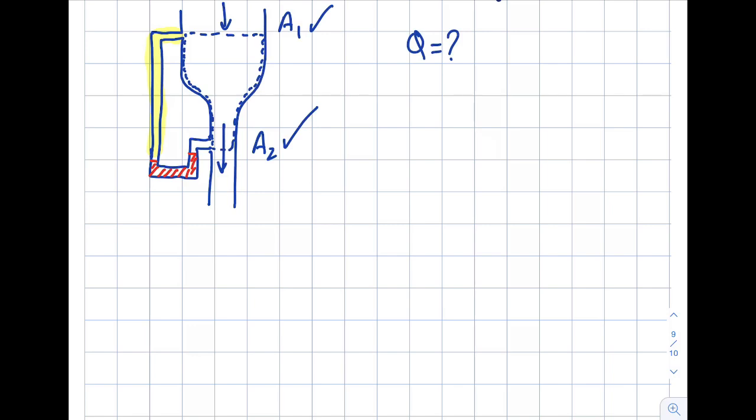Now, let's write the conservation of mass. If I write my conservation of mass for my blue control volume, you will find out that I don't know V1, I don't know V2, okay? However, I'll get the relation between those two, okay? The next step is to calculate using the Bernoulli's equation.